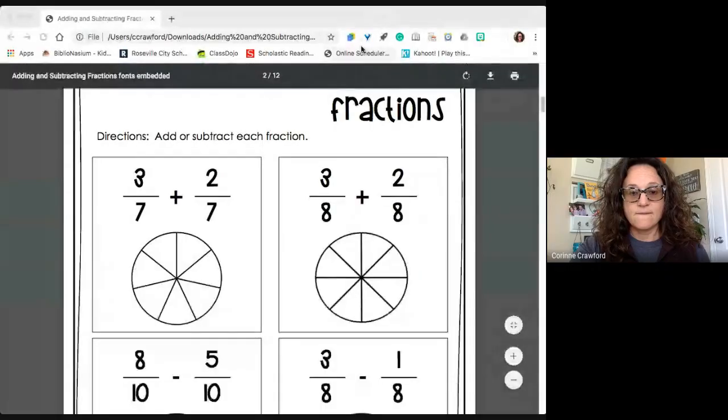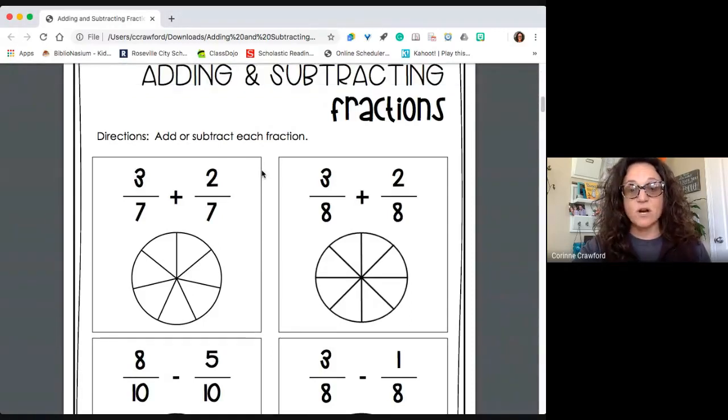Okay, the next thing we talked about was adding and subtracting fractions. So we did a packet. You might remember this packet. I'll show you, here it is. These are just examples. This is the packet that you already did. And it had like 3/7 plus 2/7. Well, we would add 3/7 and 2/7, and we would end up with 5/7. So I can show you 3/8 plus 2/8.